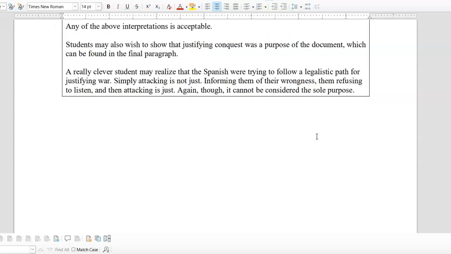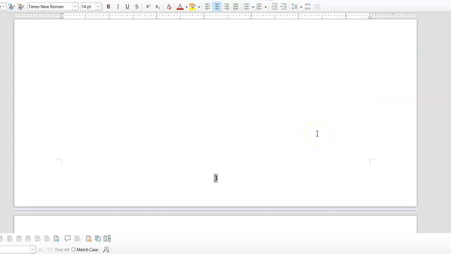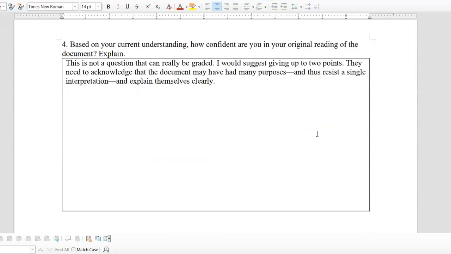But again, it's not the sole purpose. There are other things going on here. All right, for question 4, the student is going to be answering based on their current understanding and how confident they are in their original reading of the document. This is one that's problematic to grade, and what you're actually looking at is not whether they're confident or their understanding.